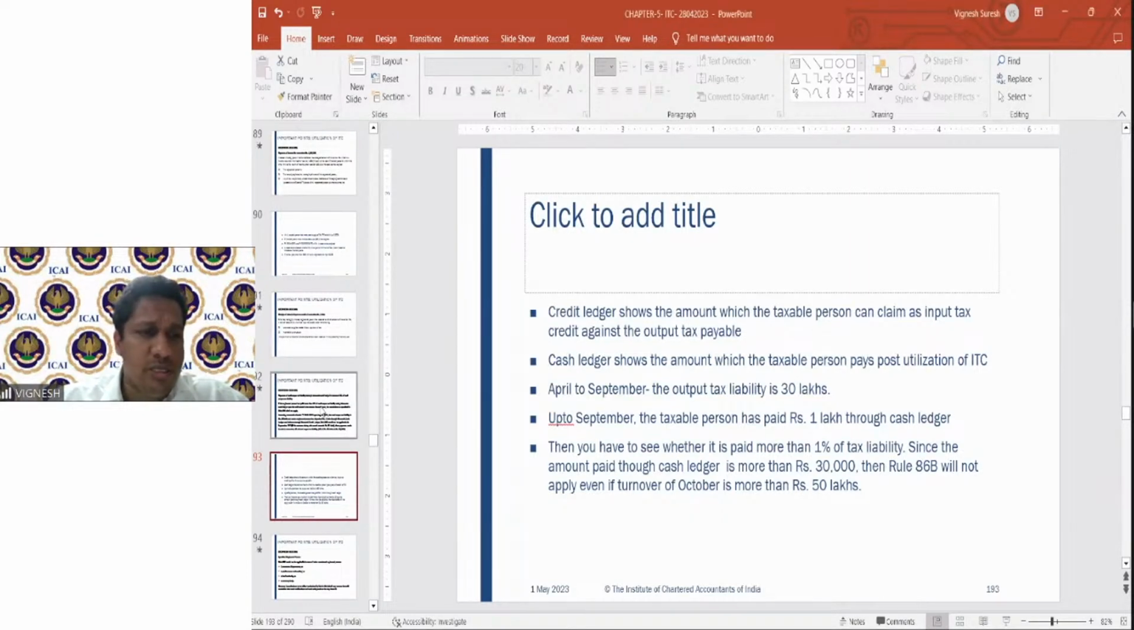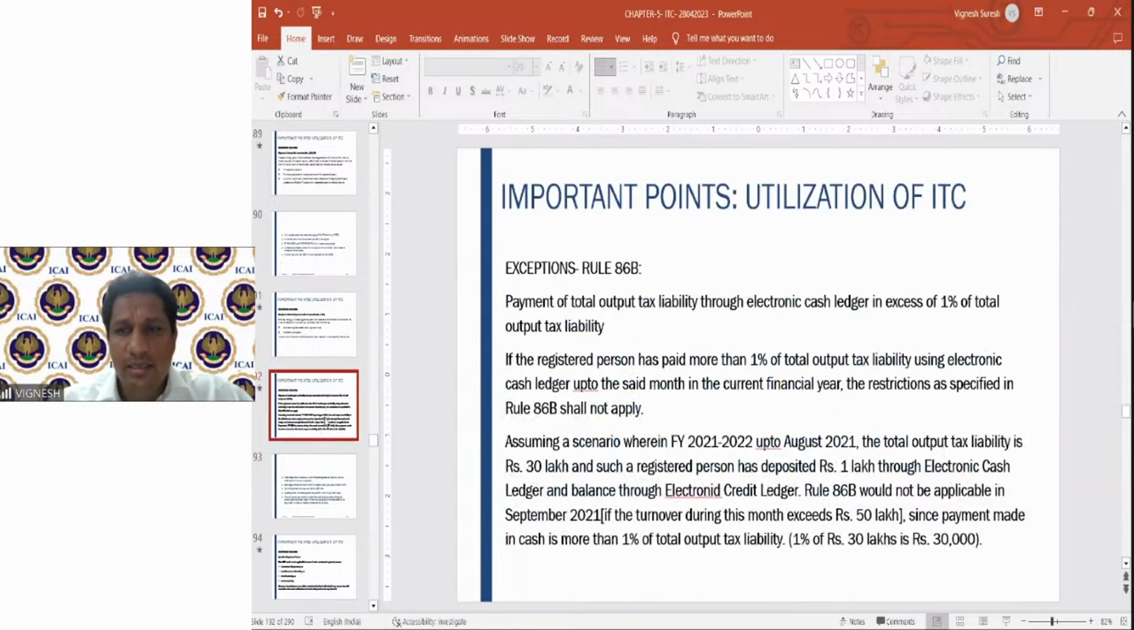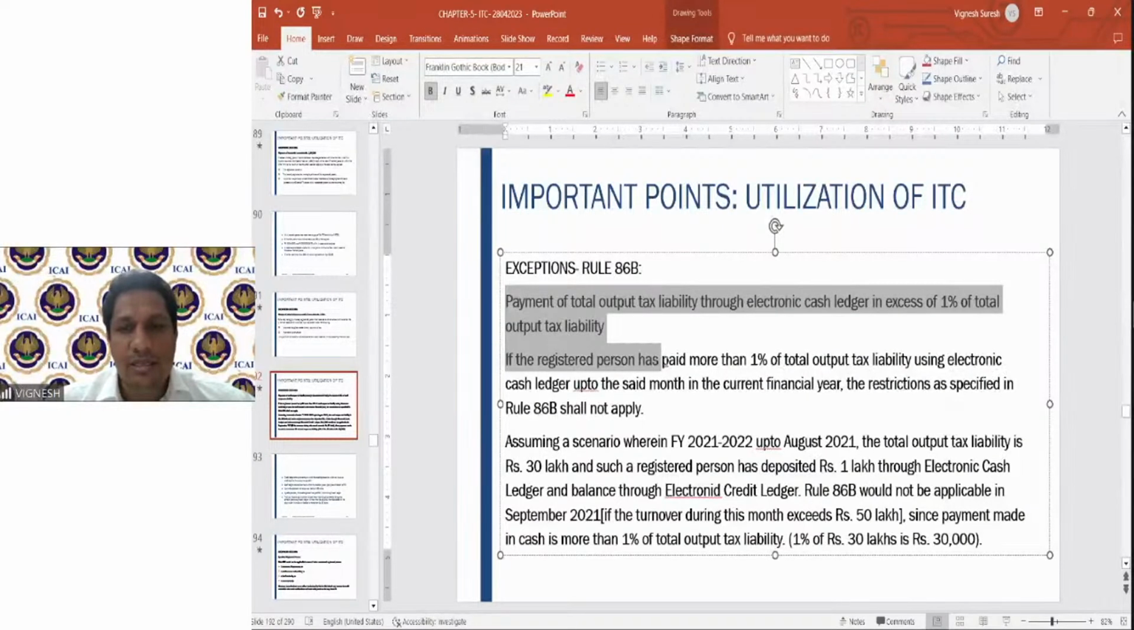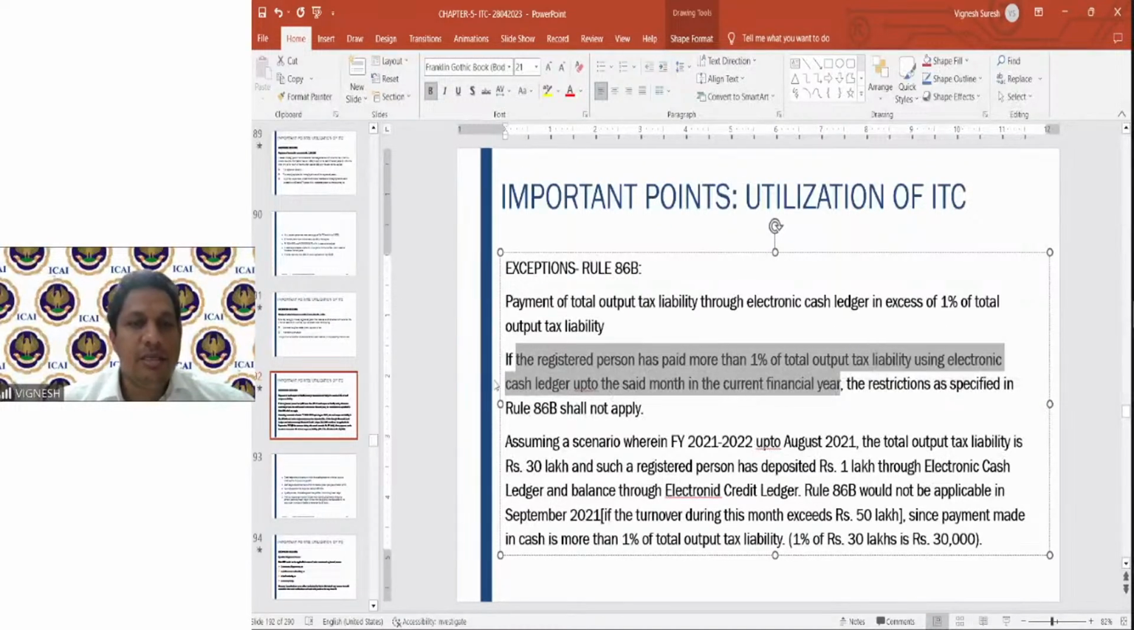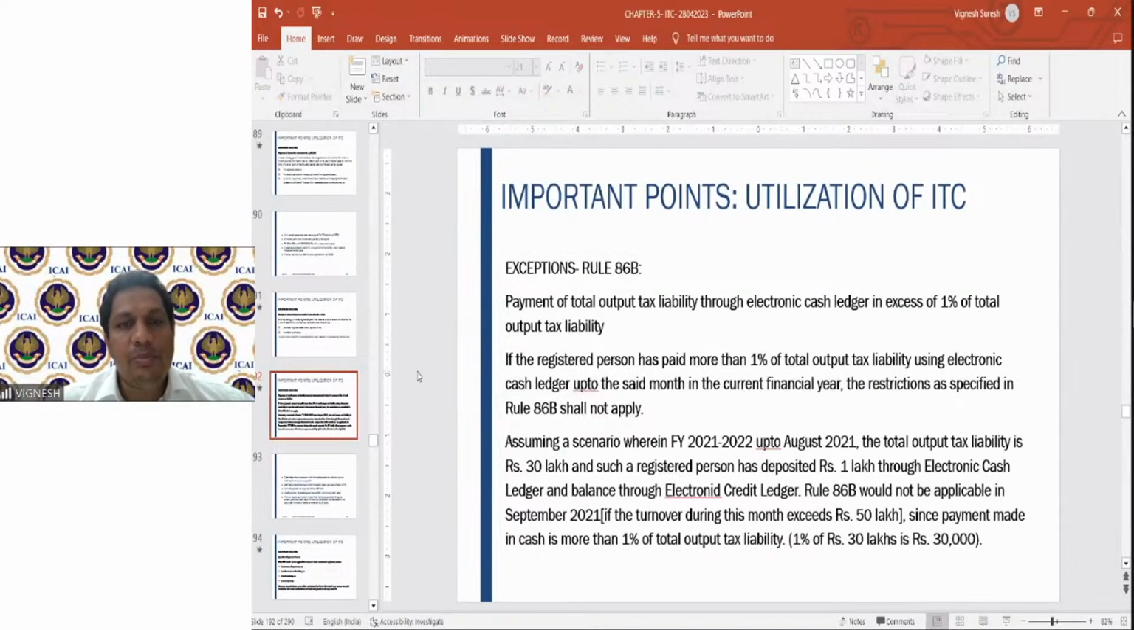See, what does the rule say here? The rule says that in payment of total output tax liability, if he has paid more than 1% of the output tax liability up to the said month in the financial year. That means for one financial year you have to see April to September. Okay, in your case, you are talking about December, January.